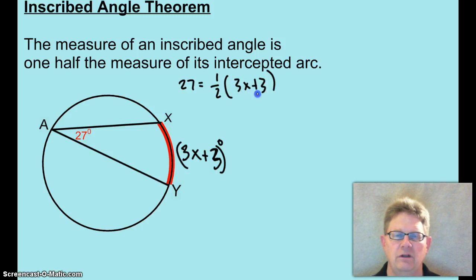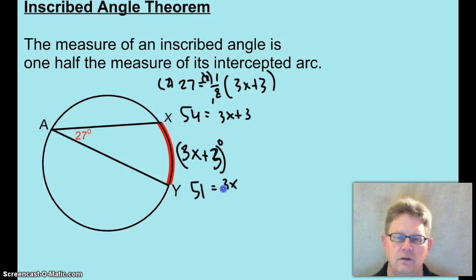So most times you don't want to deal with fractions here, so multiply both sides by 2. That'll get rid of the 1/2 because 2 times 1/2 is 1. So 54 equals 3x plus 3. Subtract 3 from both sides, 51 equals 3x. Divide both sides by 3, and 17 equals x.